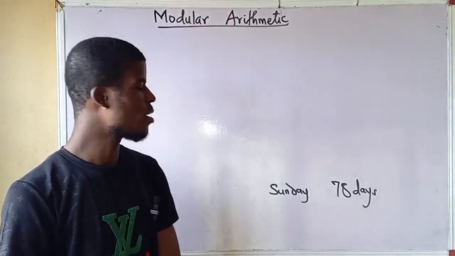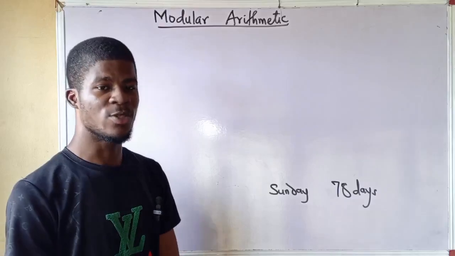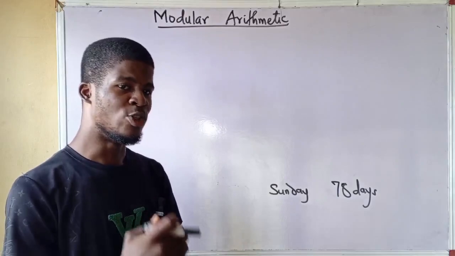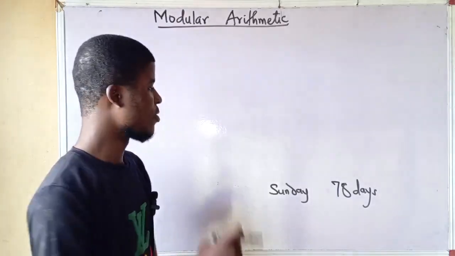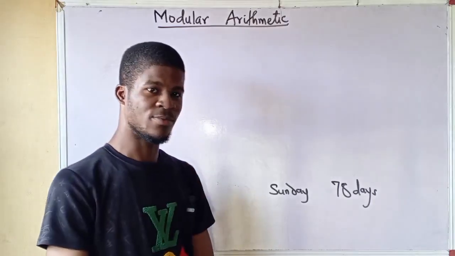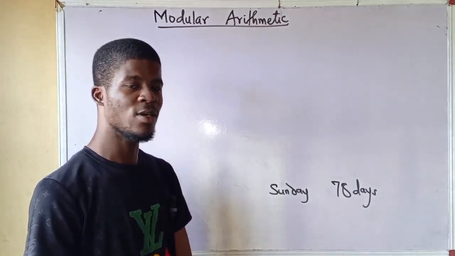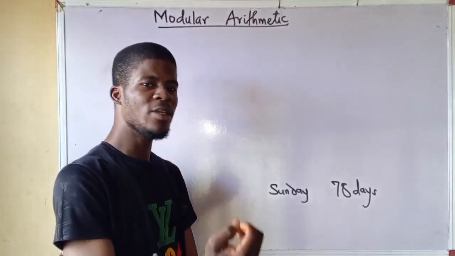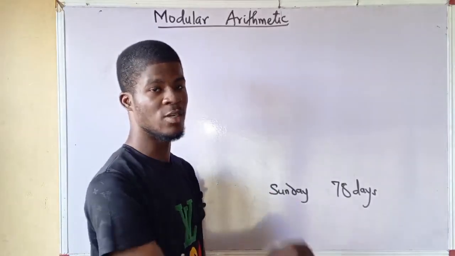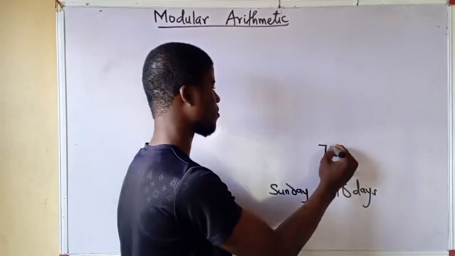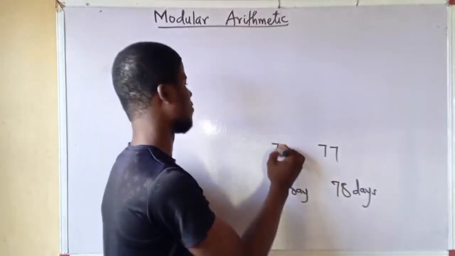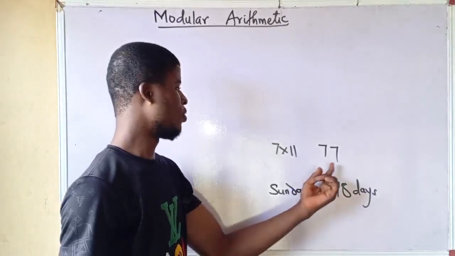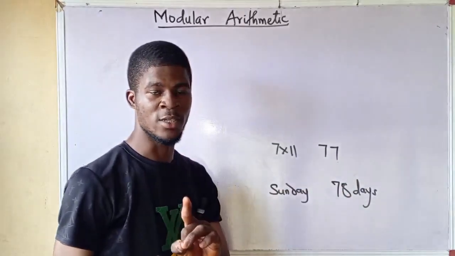Today is Sunday. Now, in 7 days, it's going to be Sunday again. In 14 days, it's going to be Sunday again. In 21 days, it's also going to be Sunday. For every multiple of 7, it's going to be Sunday. Okay? So, the multiple of 7 that is immediately less than 78 is actually 77, because 7 times 11 is 77. So from 77 to 78 is just 1 day, right?